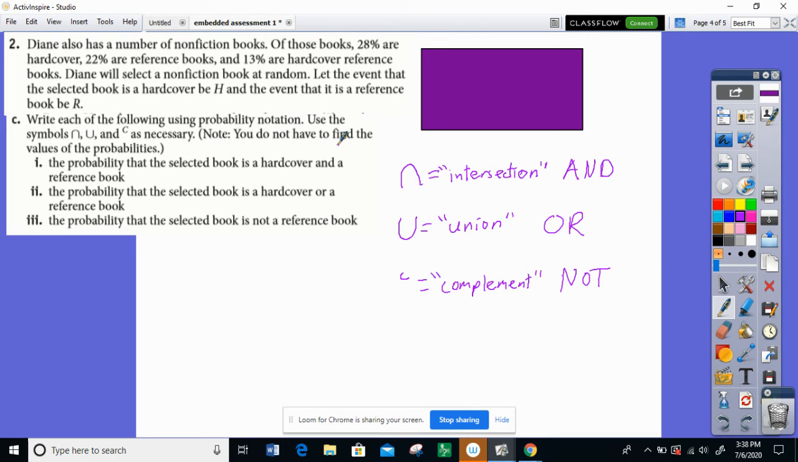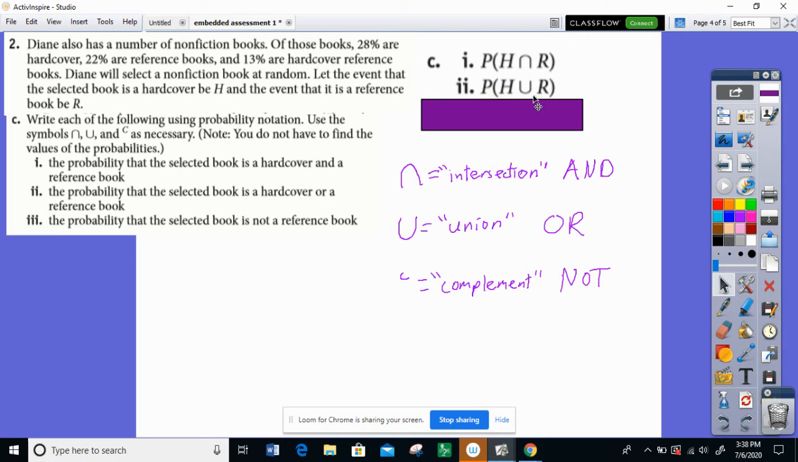So for number 1, we want the probability that the selected book is hardcover and a reference book. Well, the symbol for and for two events, for both events happening, is this intersection. So that's going to be the probability that we get H and R. You can also read this as the probability of H intersect R. For number 2, it says the probability that the selected book is a hardcover or a reference book. Well, this is going to involve the union symbol that we have right here. So that would be the probability of H or R. Or in set notation language, we could say that this is the probability of H union R.